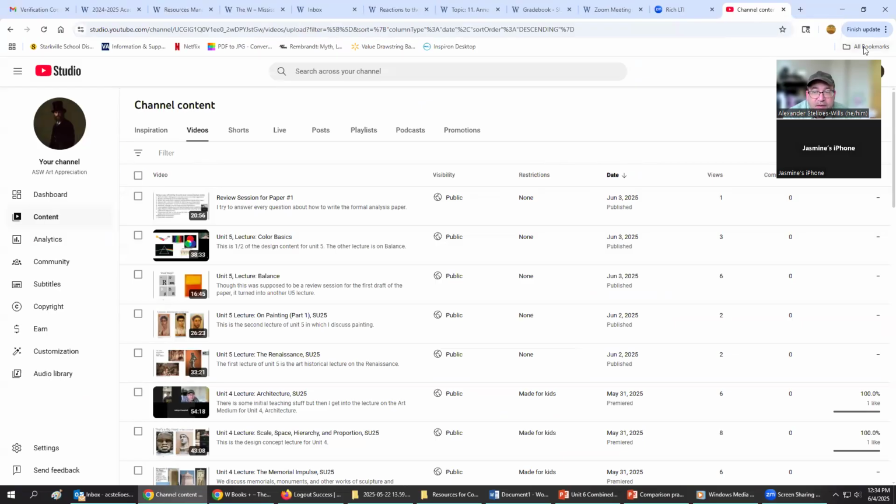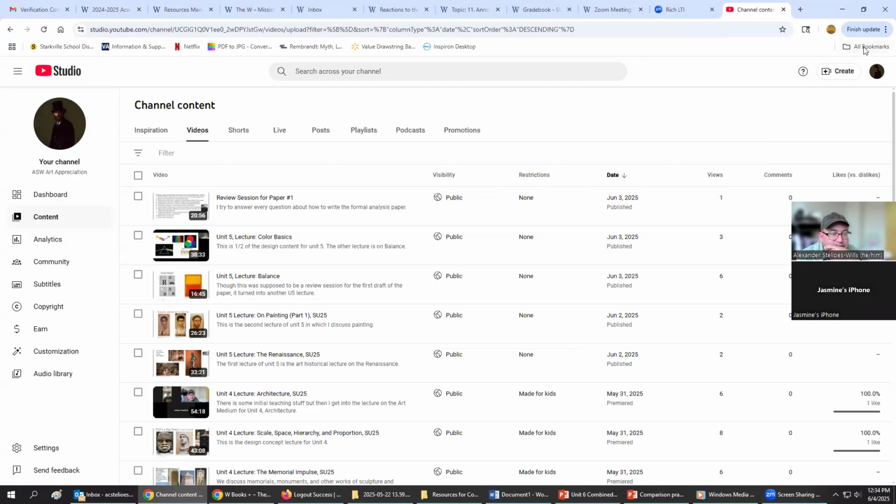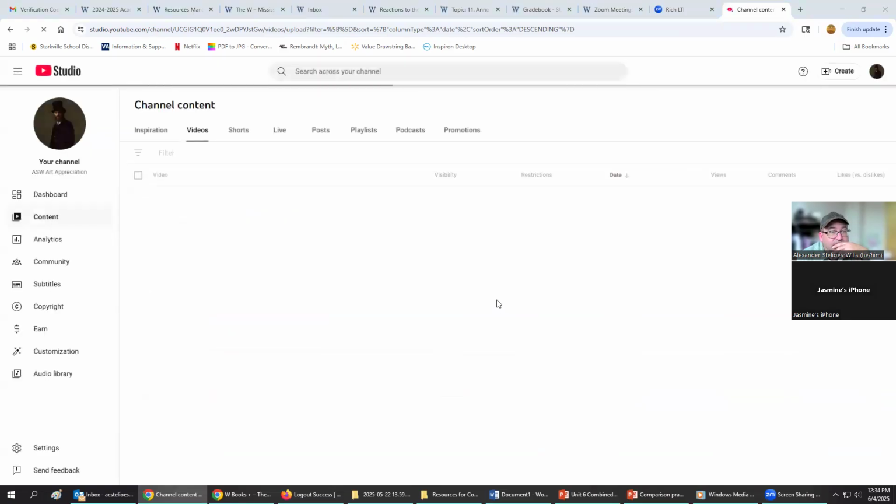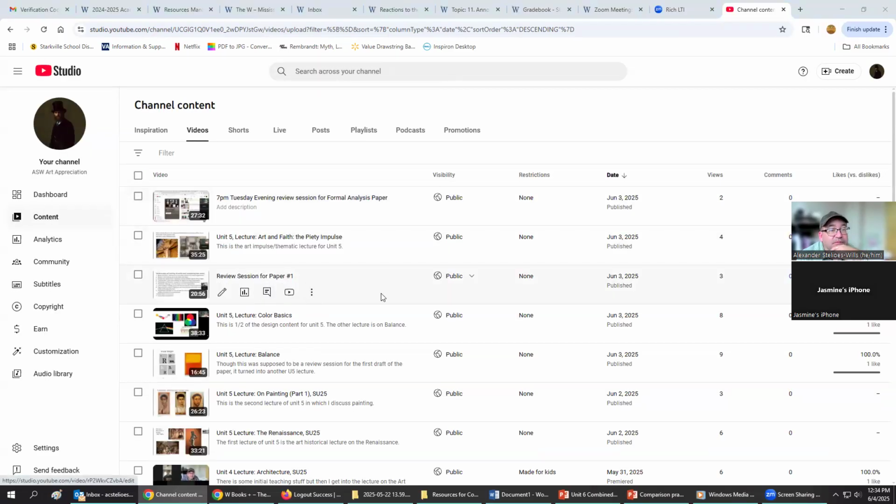So like I said, the first thing is know where the modules are, right? And then in the modules, there's a set of materials. And if you watch the videos, you can see there's a review session for paper one. And actually, hold on, let's refresh because I think there's more on here as well. There you go. So the brief review session for paper one, that was the one I did at noon. And then a slightly longer one at 7 p.m. on that Tuesday evening, also going over the same paper.